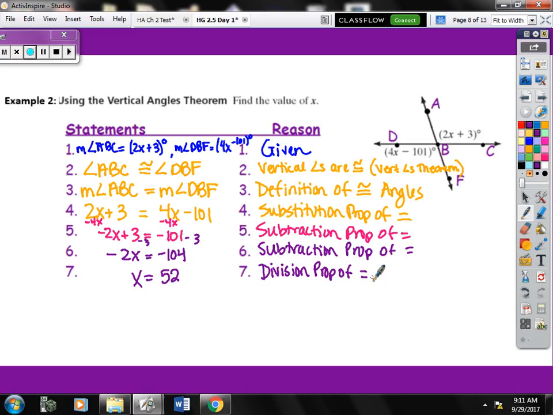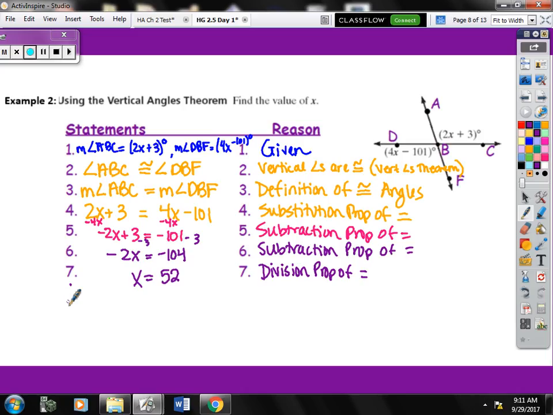Now, had you subtracted 2x up here, you would end up getting 52 equals x, and you would have to add a line 8 to make it x equals 52, symmetric property. So that's why I usually choose to solve it so that the x remains on the left.